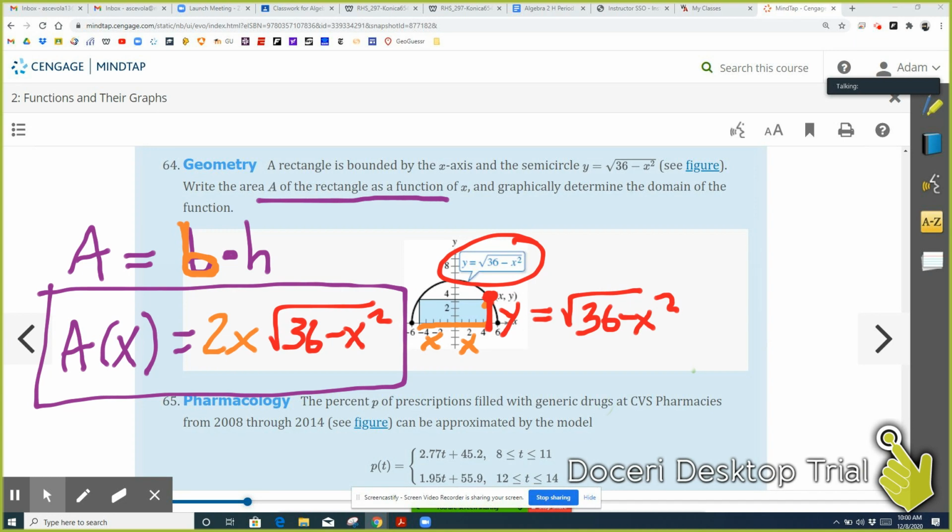36 and x squared are perfect squares, but 36 minus x squared isn't a perfect square. It's a difference of two perfect squares, which we know would be 6 plus x times 6 minus x, which is not a perfect square because those are two different factors. All right, so there's that part.